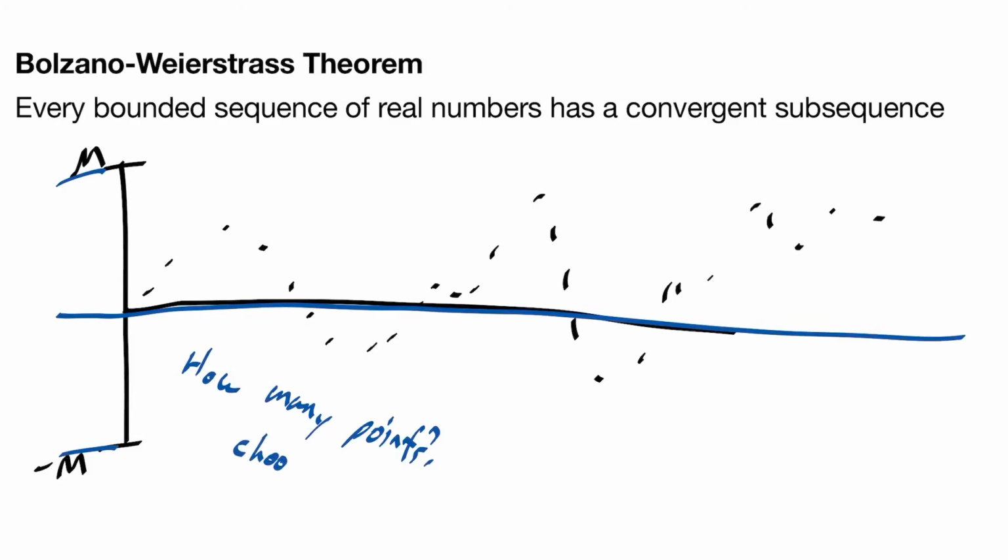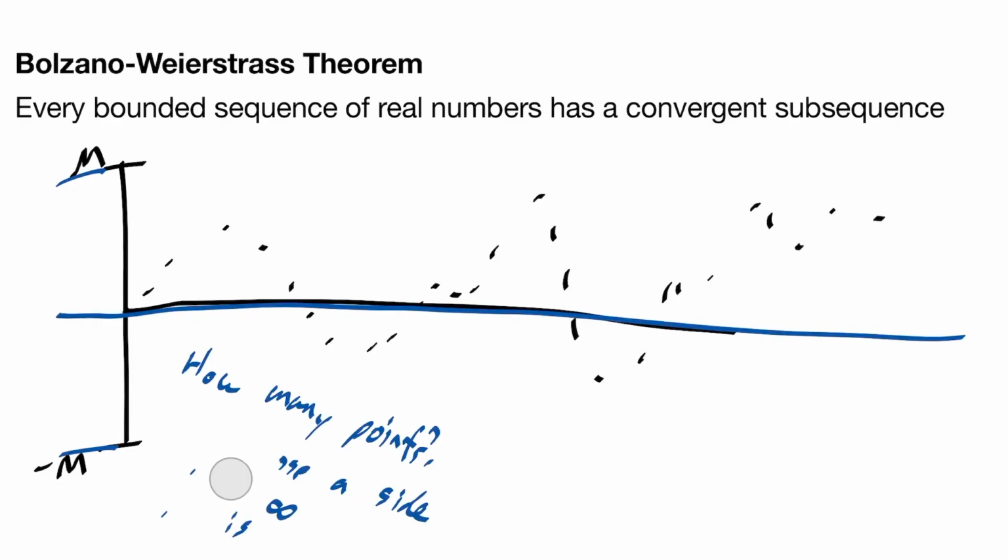Well, we're going to choose a side with an infinite number of points. Notice one of them must have an infinite number of points, because if they both had a finite number, then we'd be in a situation where we have only a finite number of points in our entire sequence, right? You can't have a sequence with an infinite number of points, split it in half, and get two finite numbers.